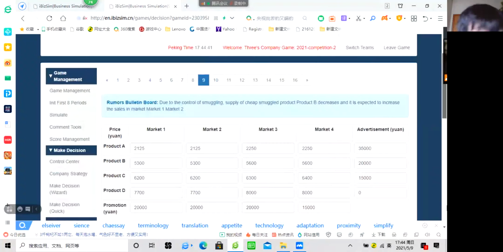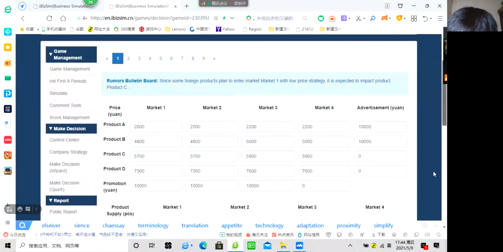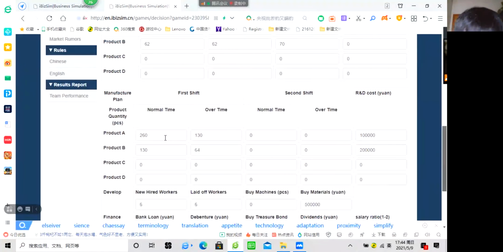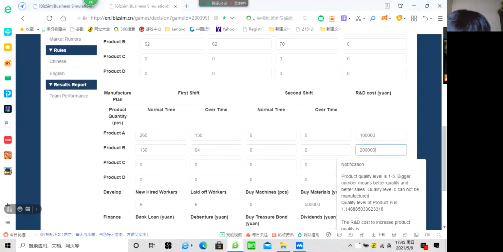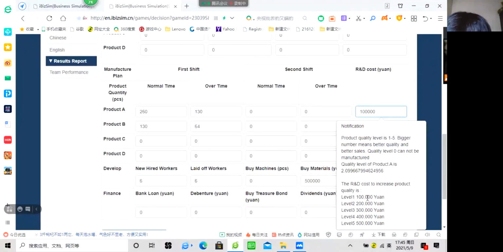Why do I say that? Let's check quarter 1. You can see in quarter 1, that's a given condition. We have put money of 100,000, so product A can be produced. Here they said level 1, if you put 100,000, then product A is allowed to be produced.